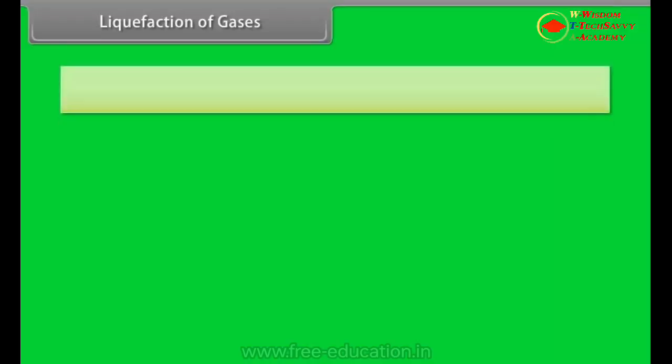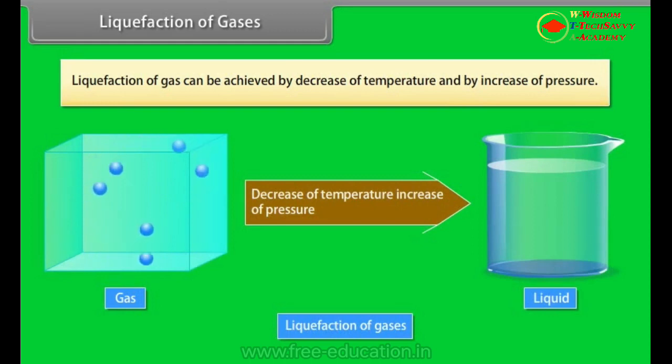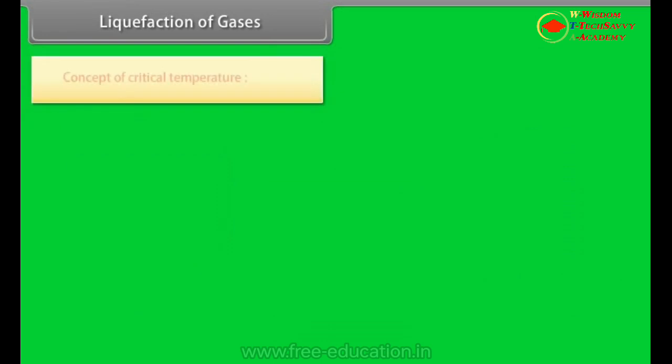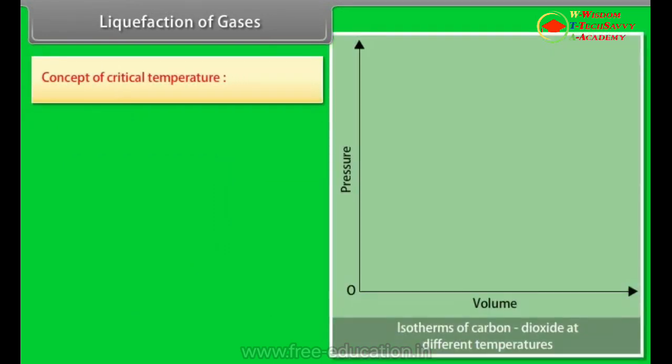Liquefaction of gases. Liquefaction of gas can be achieved by decrease of temperature and by increase of pressure. Concept of critical temperature. At a low temperature of 13.1 degrees Celsius, CO2 exists as gas at low pressure as shown by point A. As the pressure is increased, the volume of gas decreases along the curve AB. At point B, liquefaction starts. Hence, volume decreases rapidly along the line BC. At point C, the liquefaction is complete.